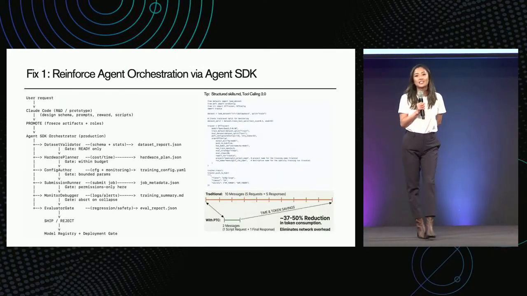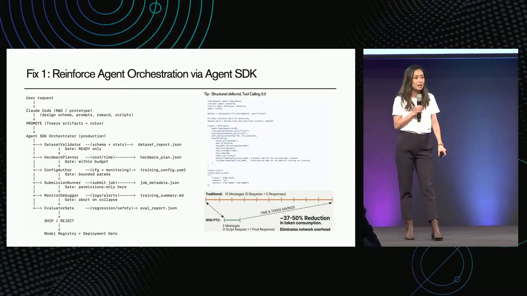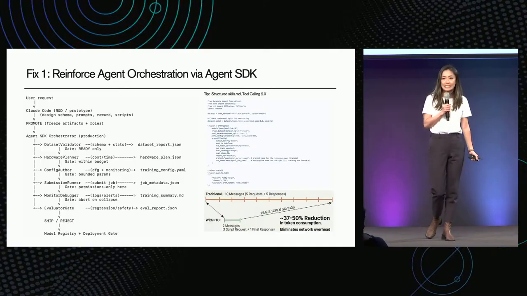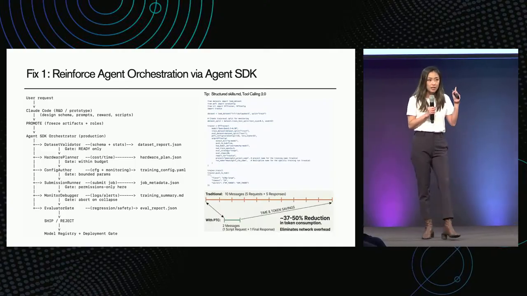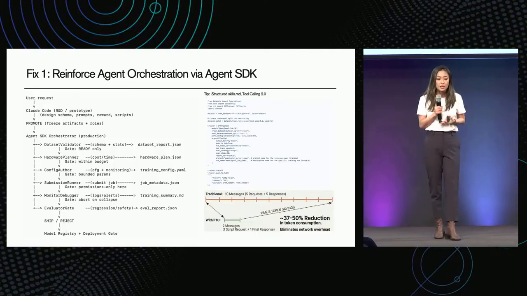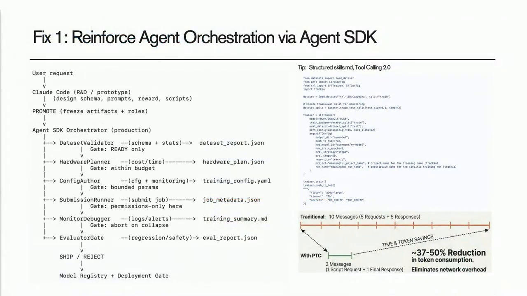I wanted to provide some fixes that have improved the post-training mechanism. Number one is reinforcing the agent orchestration with Agent SDK. The Agent SDK from Anthropic is an open source agent orchestration tool. You essentially can define your full loop beyond just the graph, the chains.